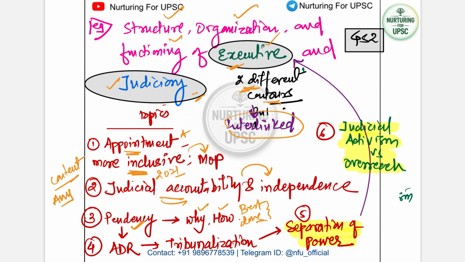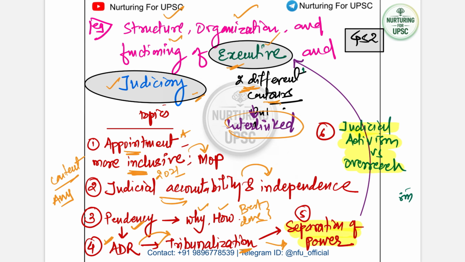Similarly, if there is pendency and I am talking about what should be done, automatically one solution comes with ADR, which is alternate dispute resolution mechanisms. And one of the focuses of ADR is tribunalization, like the question which came this year. And if one is smart enough, reads the syllabus very consciously and has someone tell you what kind of contours are there in tribunalization, the natural progression would be the topic of separation of power.